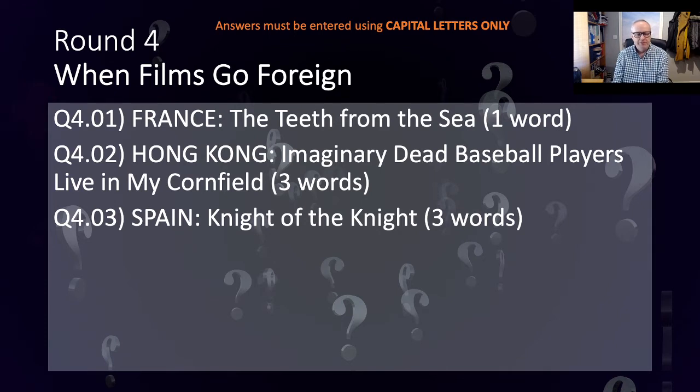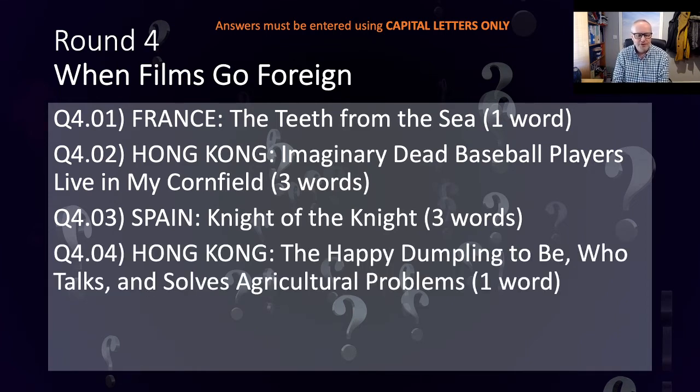Question number 3. In Spain, this film was called Night of the Night, and I've spelt that wrong. It should be night with an N in the first word and night with a K in the second one. So there you go, three sets of proofreading, and I still missed that mistake. So Night of the Night, with the first word being night with an N, not a K. I guess it could work either way anyway.